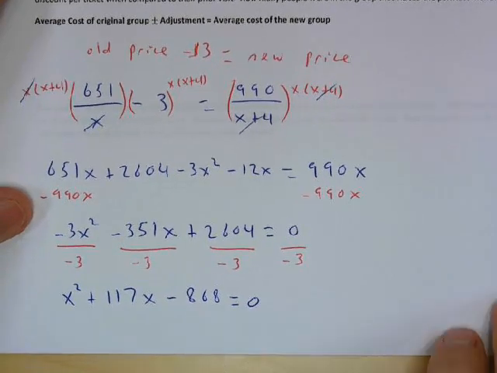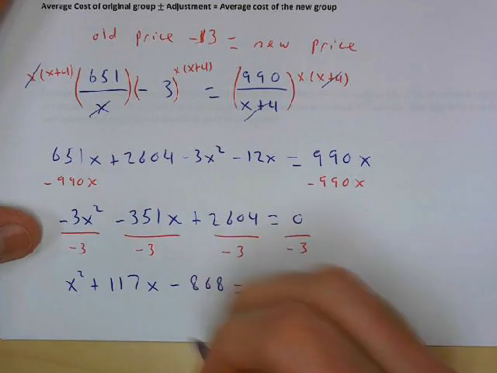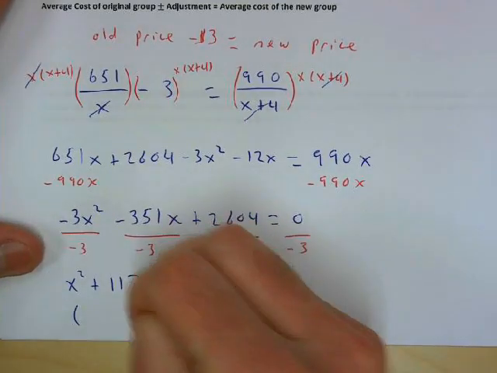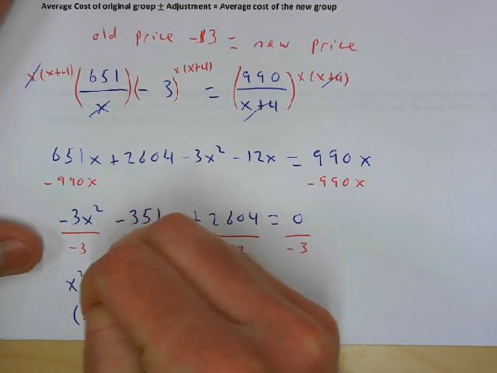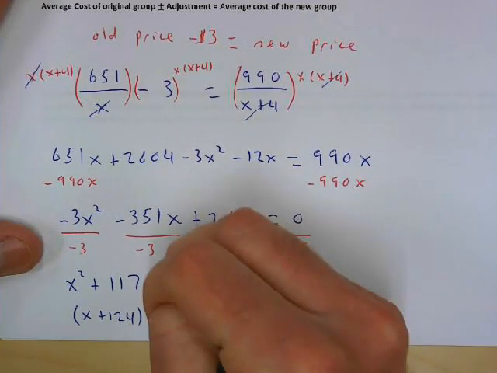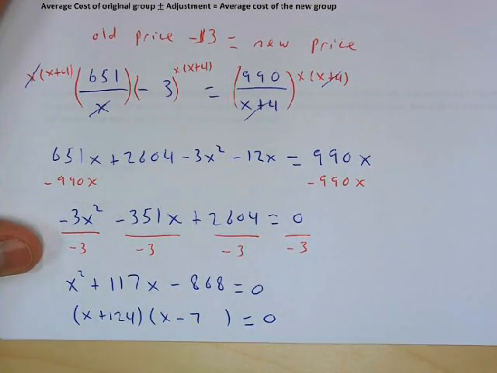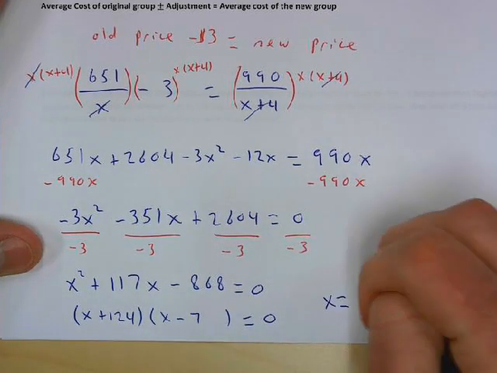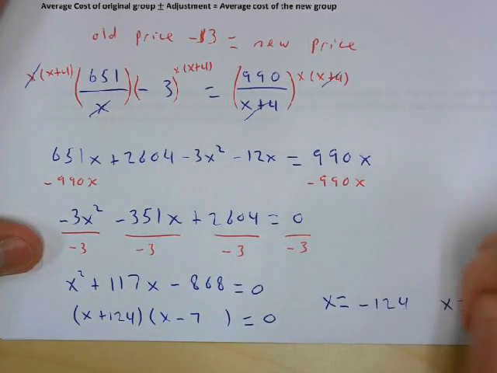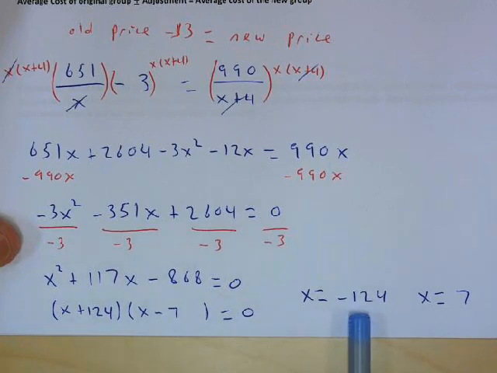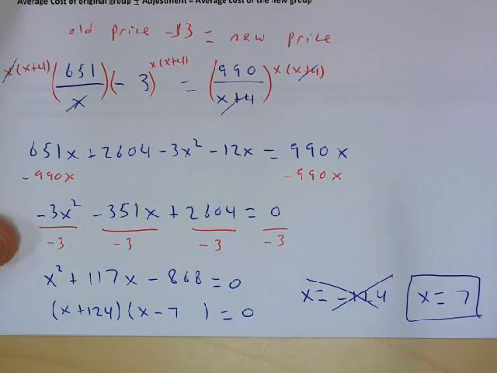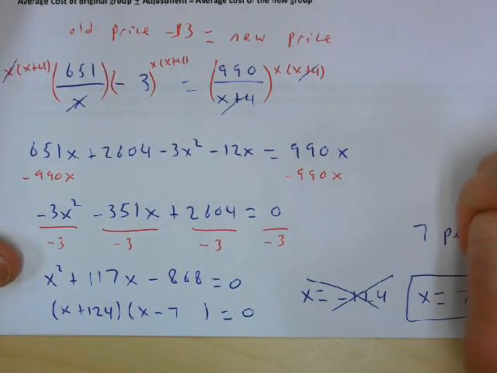I know it's hard with the big numbers, so let me just factor that for you. Okay, so just trust me on this one. It's going to be x plus 124 and x minus 7, which gives us answers of x equals negative 124 and x equals positive 7. All right, so those are our two answers, but which one makes sense? Well, can we have negative 124 people in our group? No, so our answer is 7. And again, if you want to check, plug in 7, see if it works with those numbers. Yeah, it will work. So, 7 people is our answer.